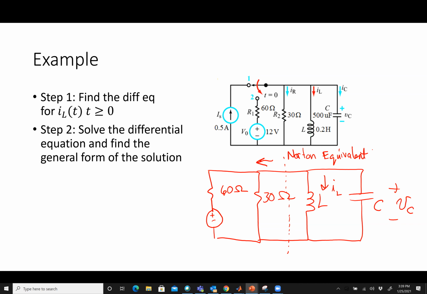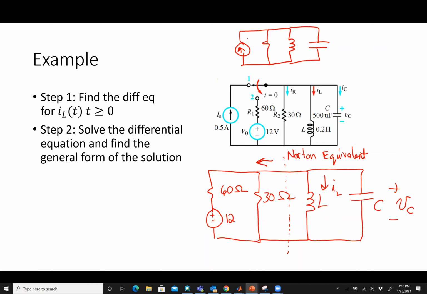Why am I picking the left side? Because I want to turn everything on the left side into a current source and a single resistor. So I want to turn this circuit into basically a current source, resistor, inductor, and capacitor. I don't necessarily have to, but I want to. It ultimately makes my life a little bit easier when I do my analysis. So if I turn that left side into a Norton equivalent, it's going to look like what I have up here.